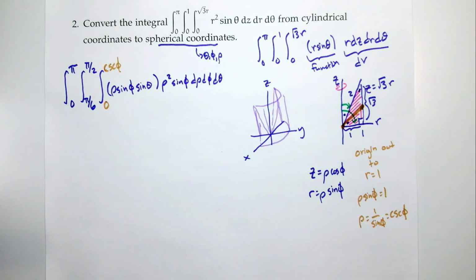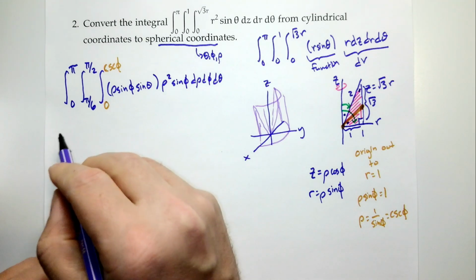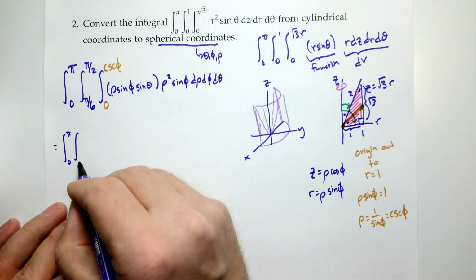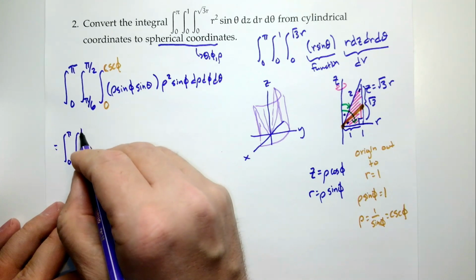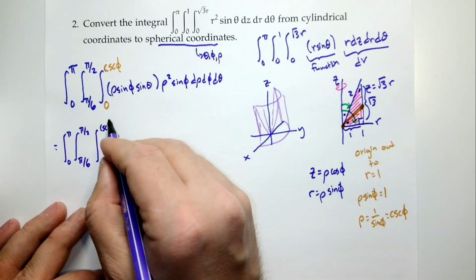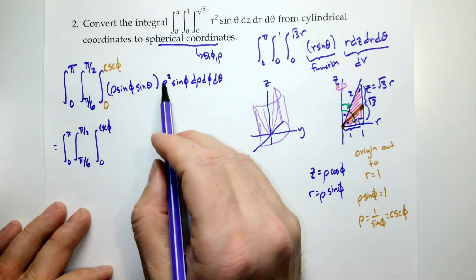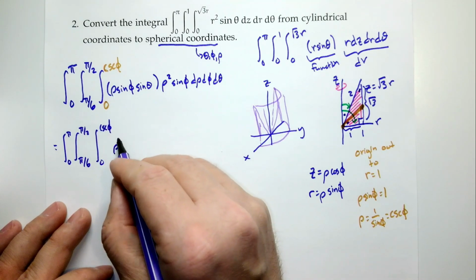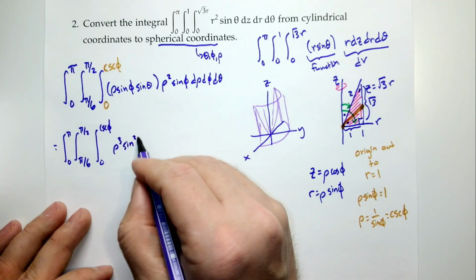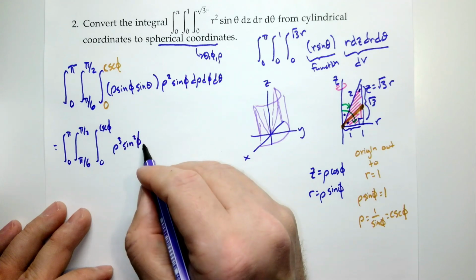All right. Now we can clean this up a little bit because we can combine certain terms on the inside. And so if we do that, combining things together, we get that this is 0 to pi, pi over 6 to pi over 2, 0 to cosecant phi. Then we have rho squared, so that's rho cubed. Sine times sine is sine squared phi, and then there's a single sine.